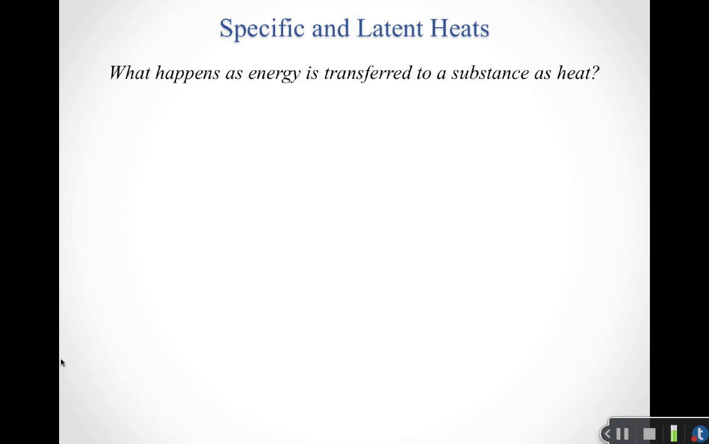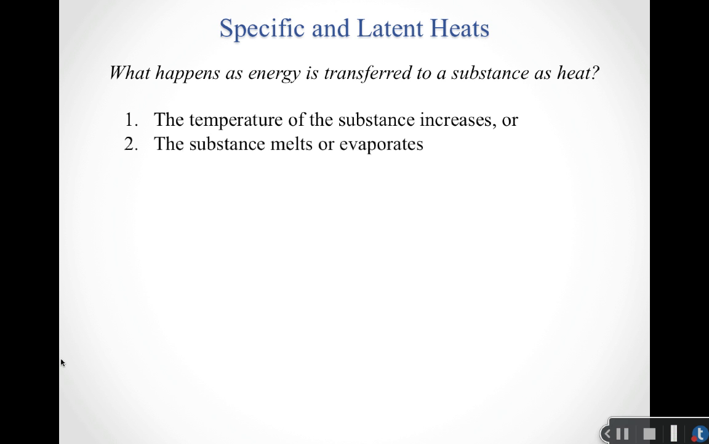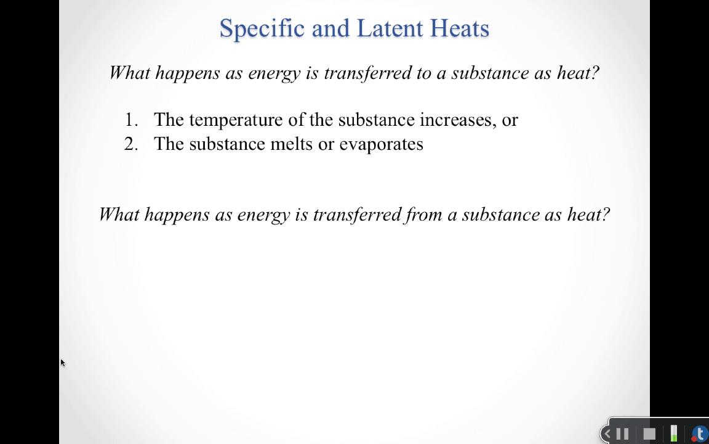Okay, so we've talked about heat is really an amount of energy that gets transferred between substances that are at two different temperatures. So the next question we want to ask is, okay, so what happens when that energy is transferred as heat? And basically we're going to focus on two options. One is that the temperature of the substance will increase, or two is that the substance is going to melt or evaporate.